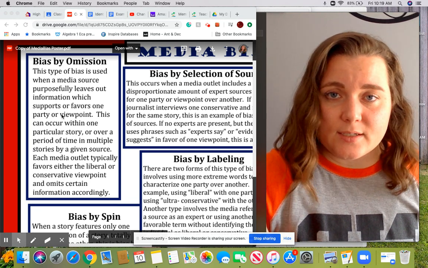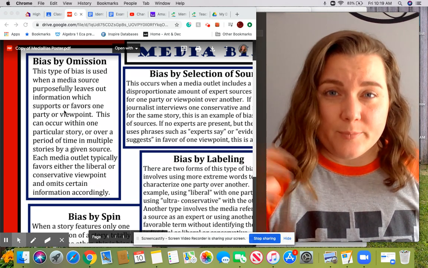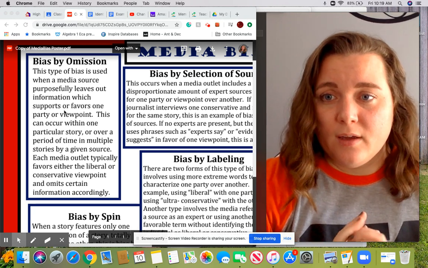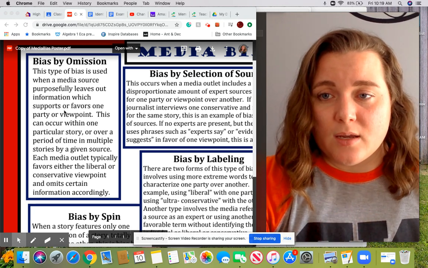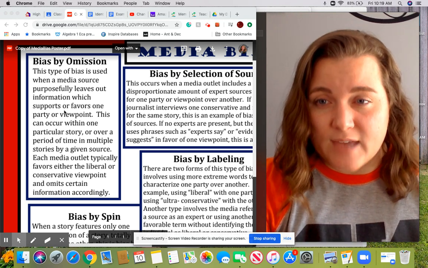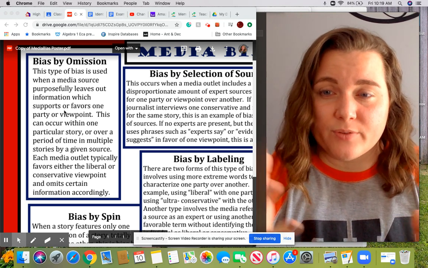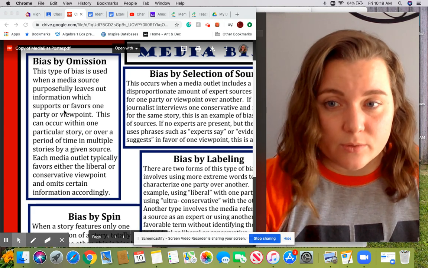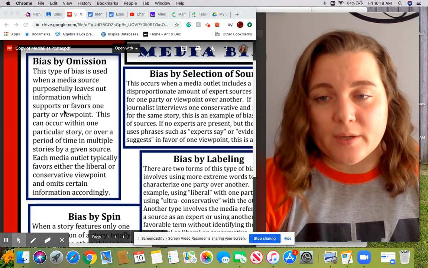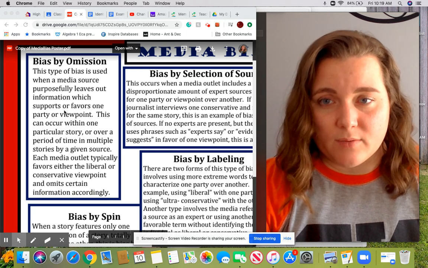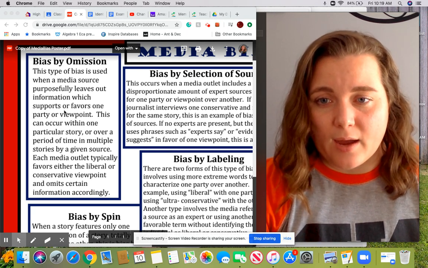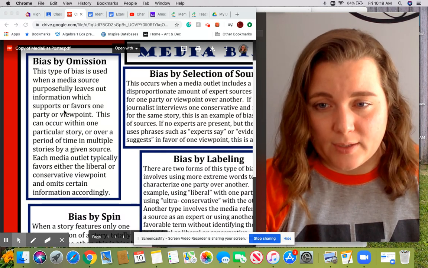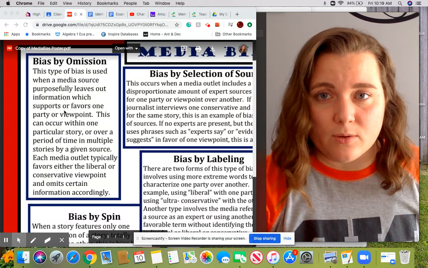Omission, really easy to pinpoint because omission is just leaving stuff out. So this one says bias by omission. This type of bias is used when a media source purposefully leaves out information which supports or favors one party or viewpoint. This can occur within one particular story or over a period of time in multiple stories by a given source. Each media outlet typically favors either the liberal or the conservative viewpoint and omits certain information accordingly.